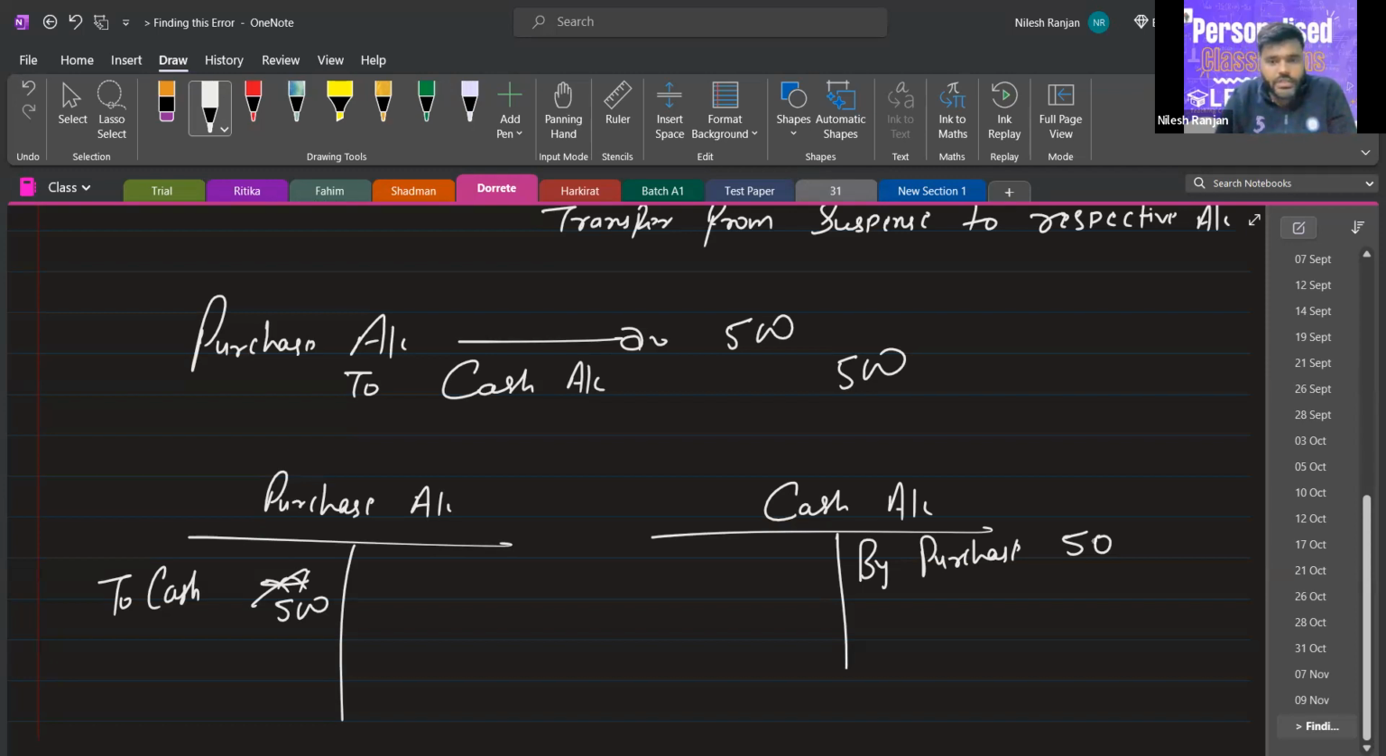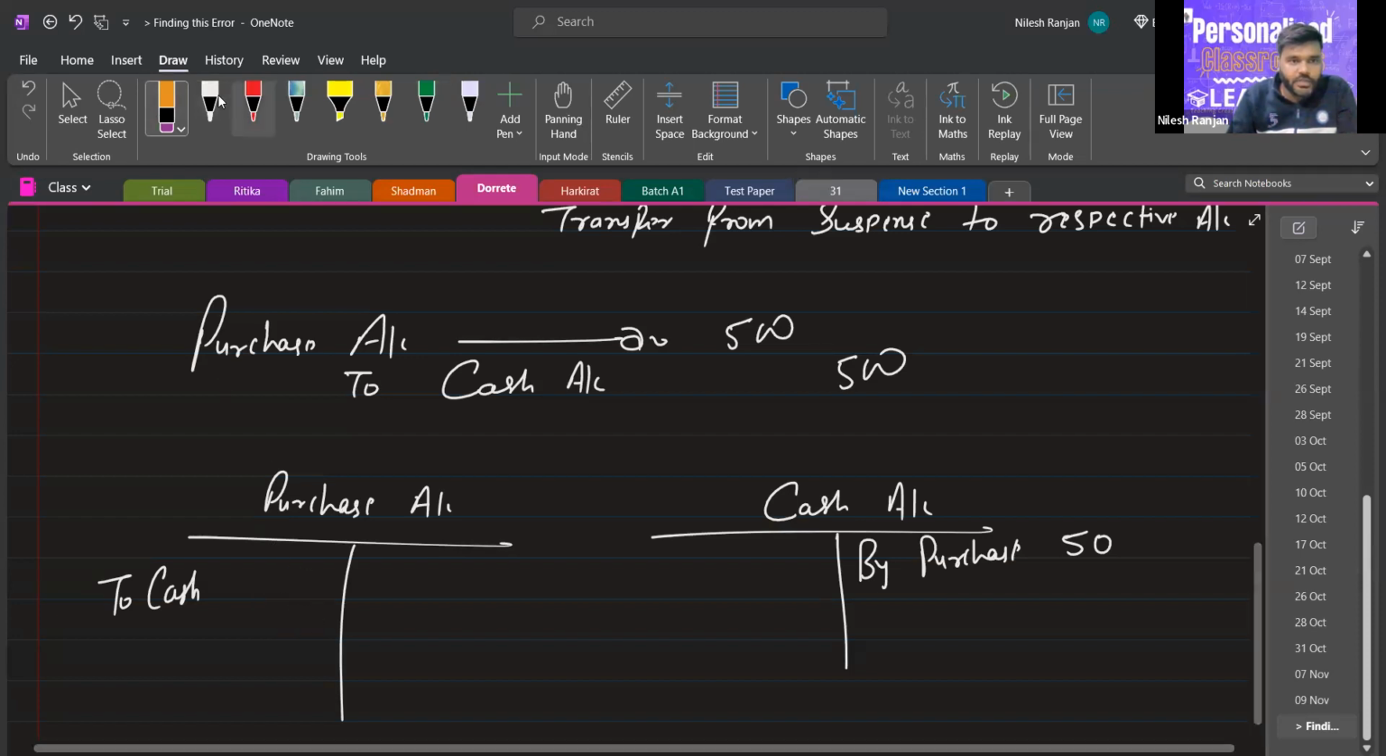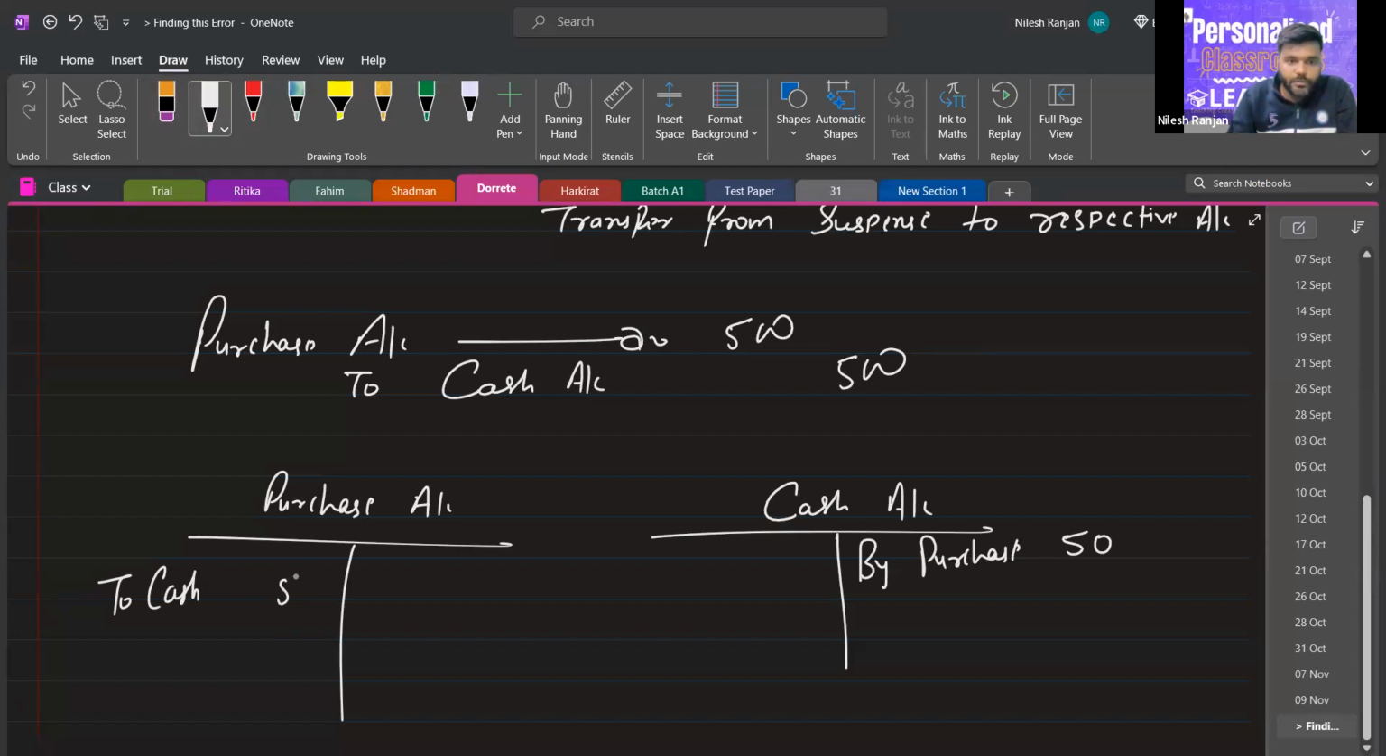Let's say the transaction is purchase account debit to cash, but in posting, we have written 50 in the purchase account also, and in the cash account also it is written as 50. So this is a both-sided, double-sided error.